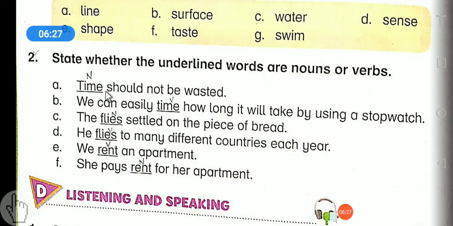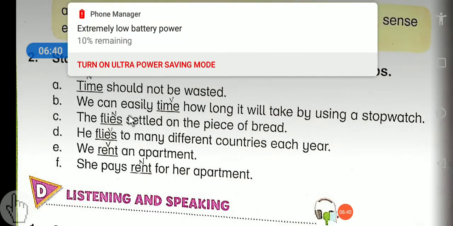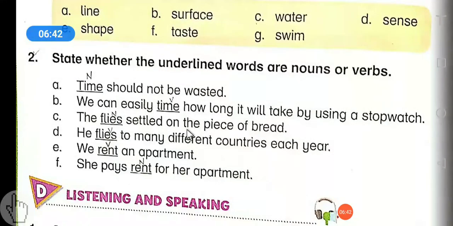Time. It's a noun here. Time should not be wasted, and we can easily time how long it will take by using a stopwatch. Time is a verb here. The flies settled on the piece of bread. Flies is a noun, and he flies to many different countries each year. Here flies is a verb. We rent an apartment. Here rent is a verb, and she pays rent for her apartment. Here rent is a noun.